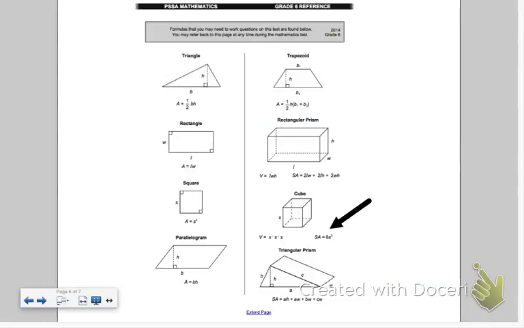Take a look at your formula sheet. If you look underneath the cube, you can see that exact same formula for surface area. You have to do 6 times side squared. So side squared is obviously going to give you the area of one face, but you're timesing it by 6 to get the area of all 6 faces.